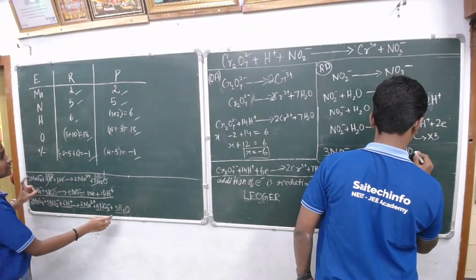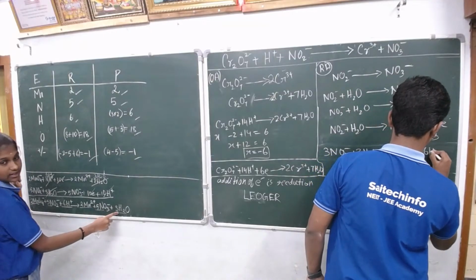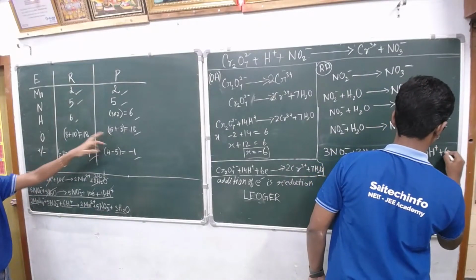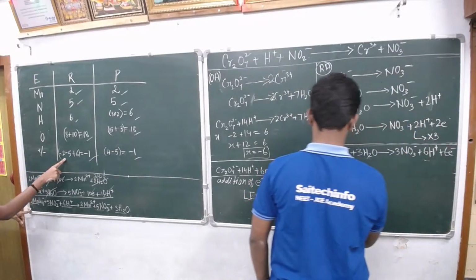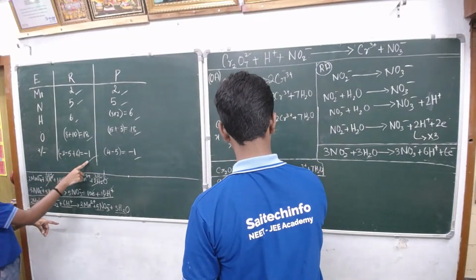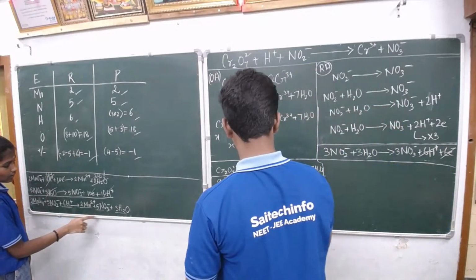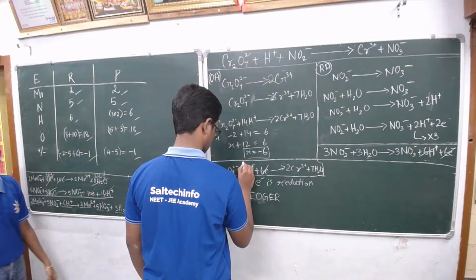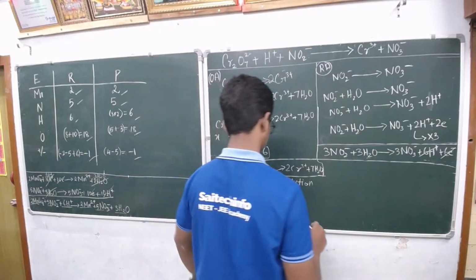And then here, 3 5s are 15 plus 3 oxygen, so 18. Both are balanced. And then if we see charge, minus 2, minus 5 and 6 H plus 6, so minus 1. In the product side, we have 4, minus 5, which is minus 1. It's balanced. Right. Very good. Next.